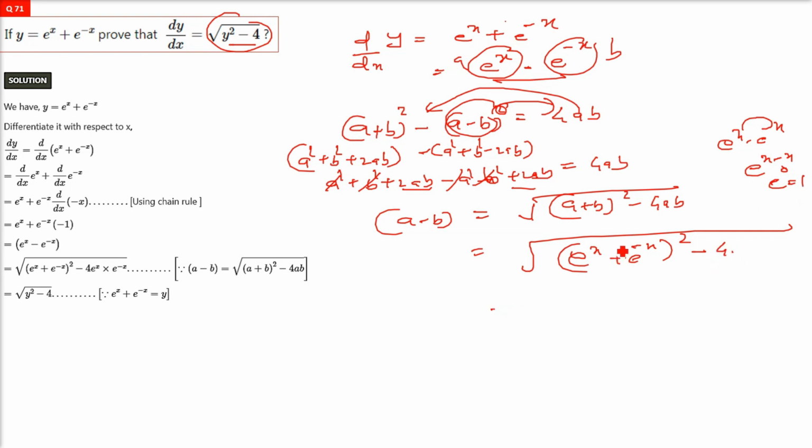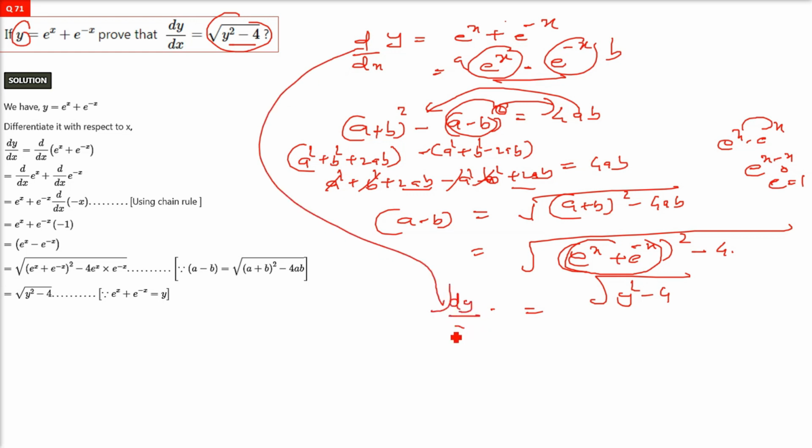Alright. So this e raise x plus e raise minus x was what? Initially it was y. The question was saying y. So y square minus 4 under root. So this started all from dy by dx. So this is dy by dx. And that is what we have to prove. Alright.